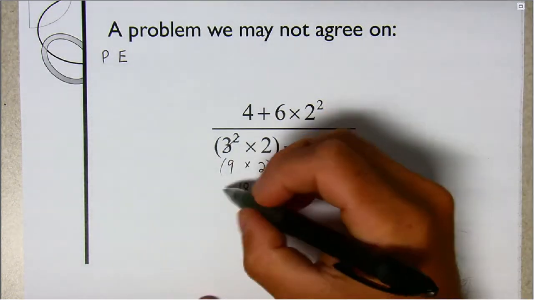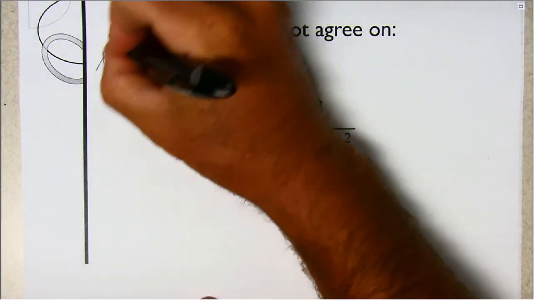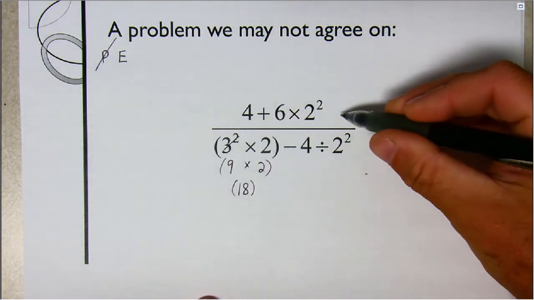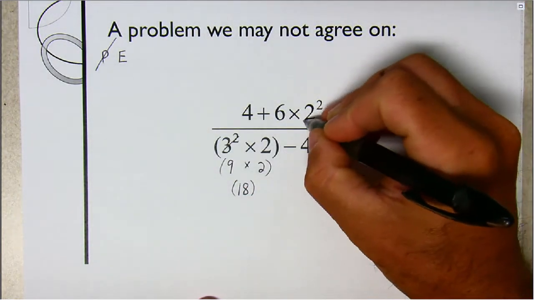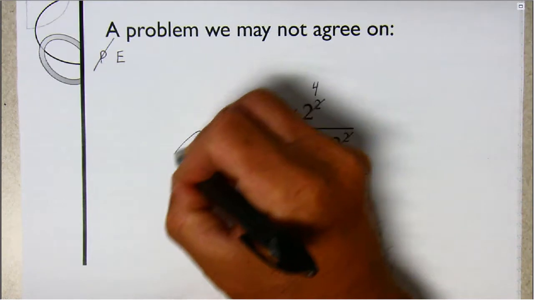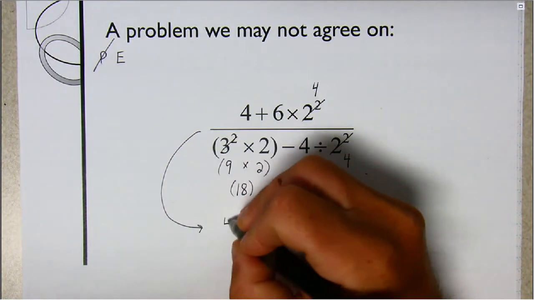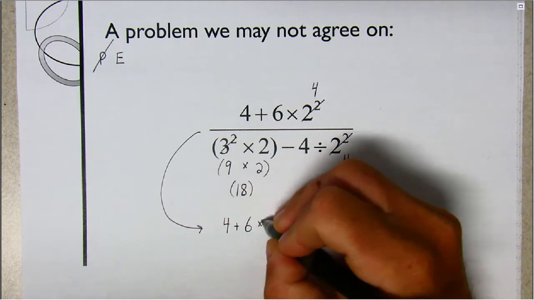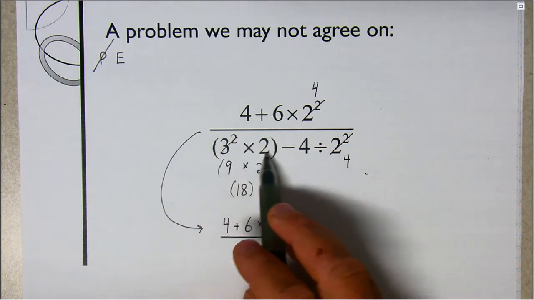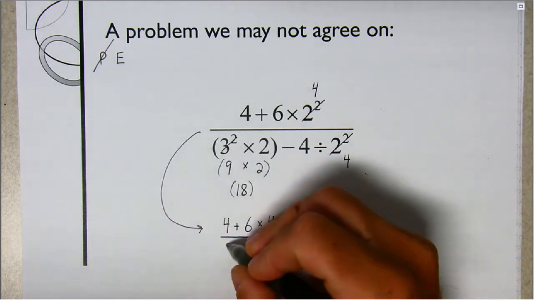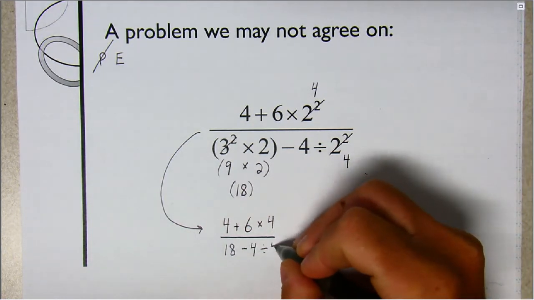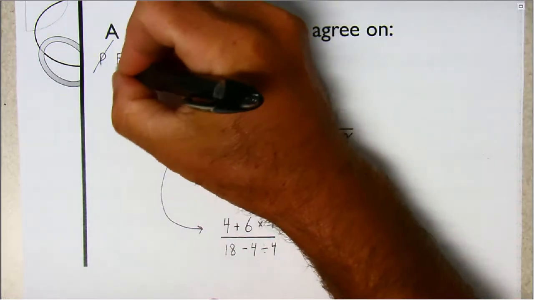Now that we've figured out what the value of those parentheses are, we've done all the parentheses in the expression, we should move on and take care of any other exponents. There are a couple other exponents. 2 squared is 2 times 2. So let's rewrite what this expression looks like at this point. This becomes 4 plus 6 times, the 2 squared is 4, over these whole parentheses we already determined was 9 times 2 or 18 minus 4 divided by 4. Okay, and we've done all the exponents.